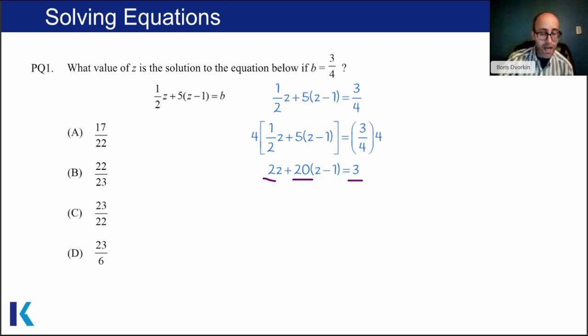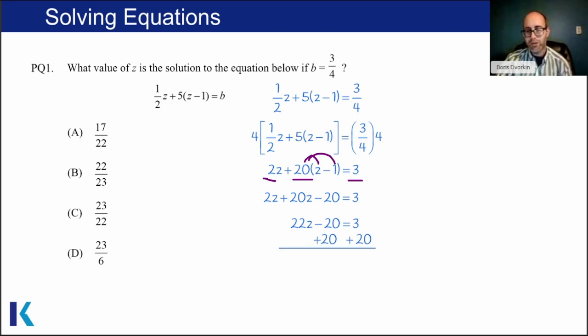Now at this point, we've got to distribute the 20 to clear the parentheses out. Always get rid of fractions, always get rid of parentheses. 20 times z is 20z, 20 times -1 is -20. At this point, you're basically done. 2z plus 20z is 22z. Add 20 to both sides to cancel the -20 on the left. So that's 3 plus 20 is 23, and divide both sides by 22 to get z by itself.